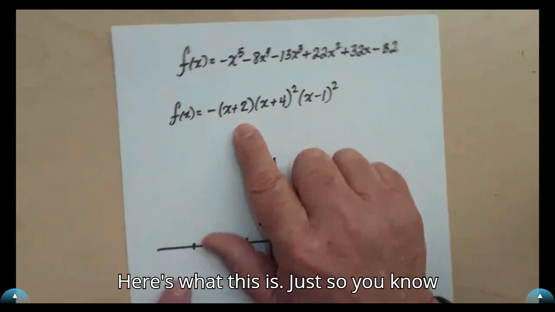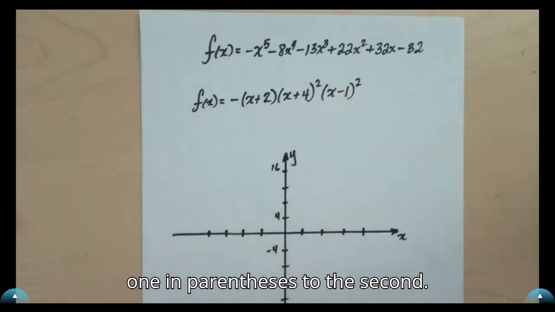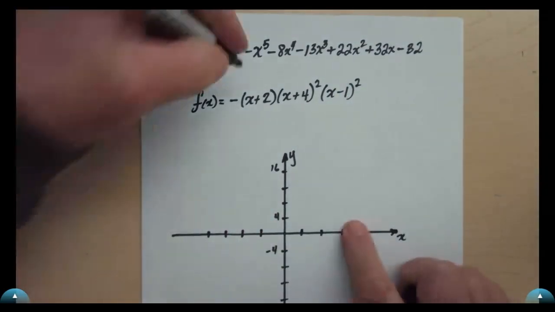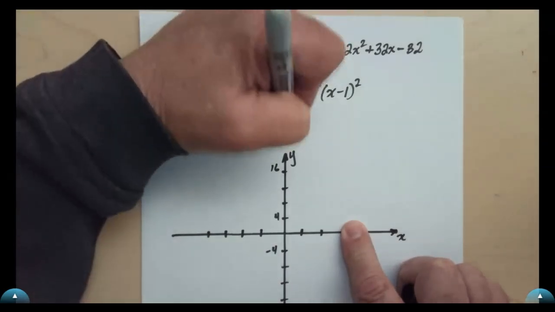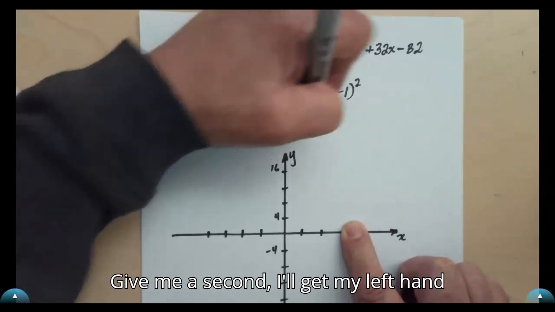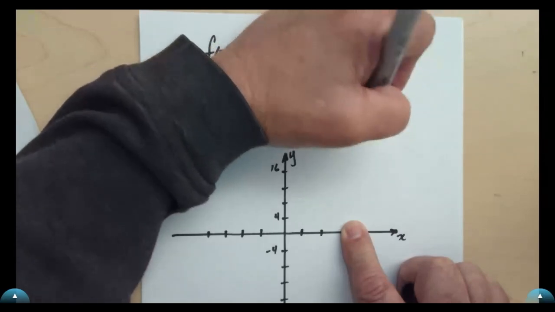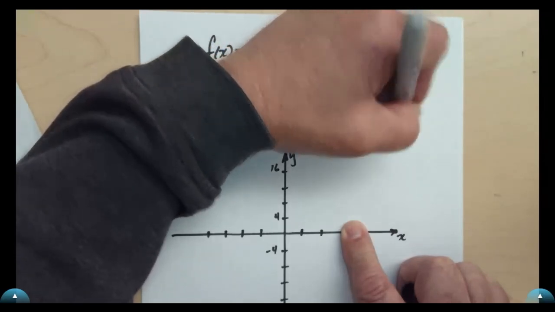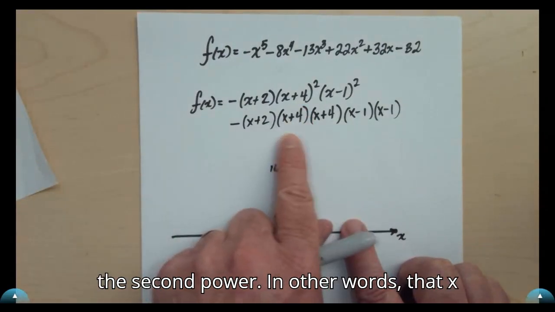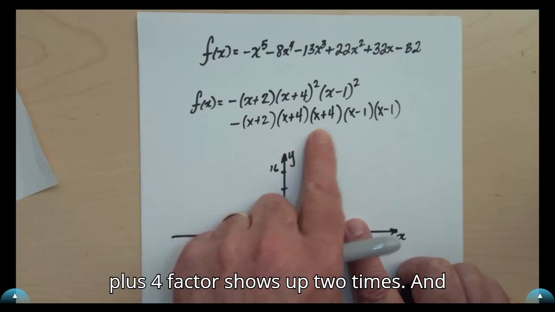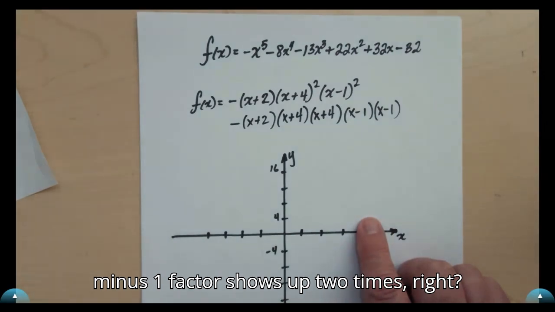Here's what this is. Just so you know what this means, where it says x plus 4 in parentheses to the second and x minus 1 in parentheses to the second. What that is this. Give me a second, I'll get my left hand out of the way. So notice where this says x plus 4 to the second power. In other words, that x plus 4 factor shows up 2 times. And x minus 1 to the second power, that x minus 1 factor shows up 2 times, right?